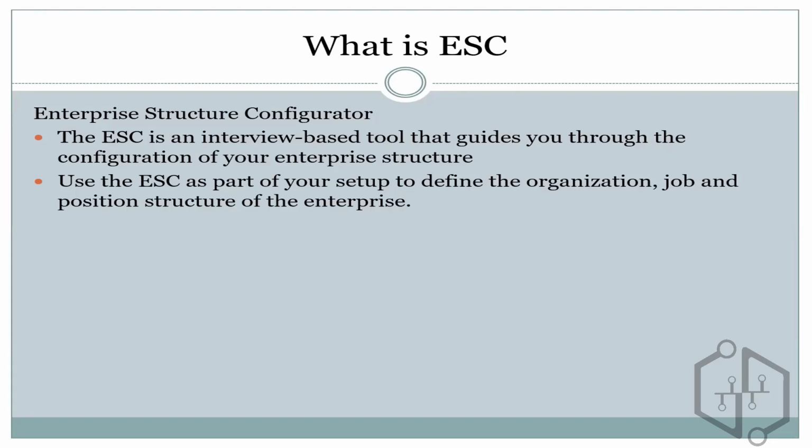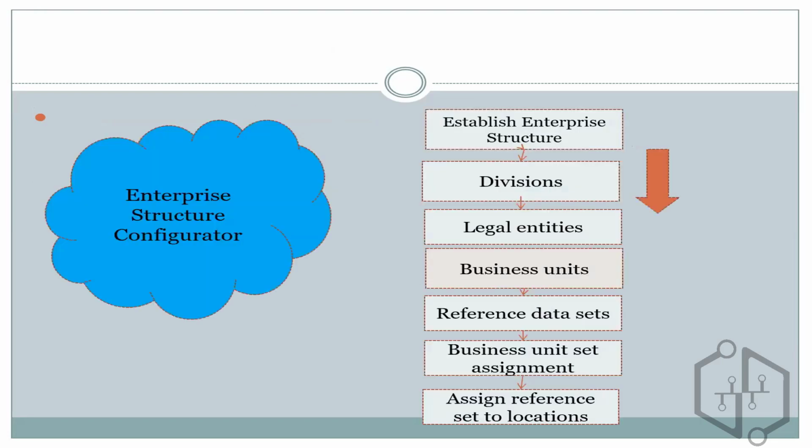A step-by-step structure is there. First, you have to define the job, then position, then location. So all these things are there. That is why we call it an interview-based tool, and then we call it the enterprise structure configurator. What is the established enterprise structure? We have divisions, legal entities, business units, reference data sets, business unit set assignment, and assigned reference sets to locations. So all these things are there.